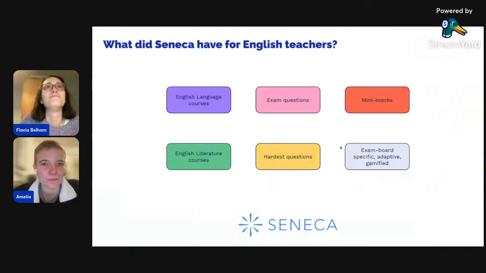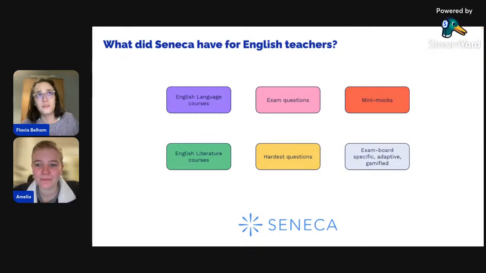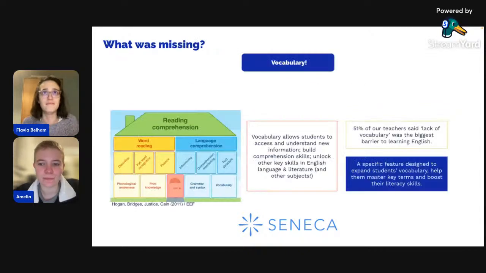Just as a very quick recap, these slides are super quick. We already had a lot of things for English teachers on Seneca. We used to have English language courses, English literature courses, and exam questions and mini-mocks to help GCSE and A-level students prepare for the tests. And we had hardest questions, which were evaluation, analysis, synthesis questions. All of those things were exam board specific, adaptive, and gamified. All of those things are still there. We haven't removed anything, but we realized that we had one very big thing missing on Seneca, which was vocabulary.